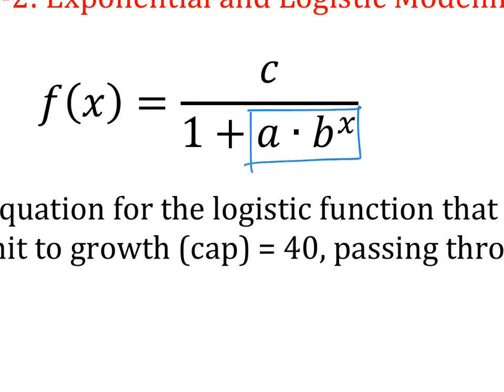So you can see that there is a times b to the x, which is the same as your exponential function, right? And the difference is that there's a 1 plus in the front, and the whole thing goes in the denominator. There is a c on the top. This number means limit to growth.